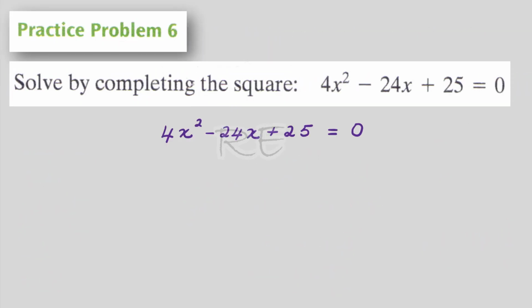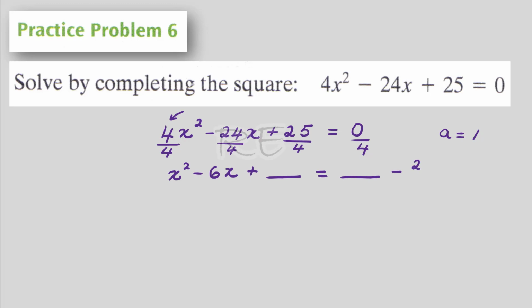4x squared minus 24x plus 25 is equal to 0. We divide each term by 4 so that the coefficient of x squared is 1. We get x squared minus 6x, 24 over 4, plus 25 over 4 is equal to 0. When we move it to the right side, x squared minus 6x is equal to negative 25 over 4.